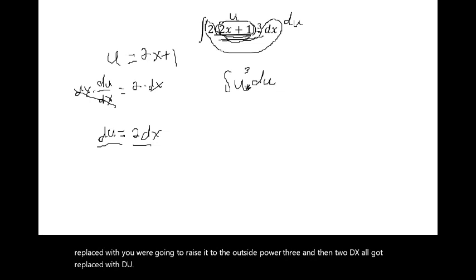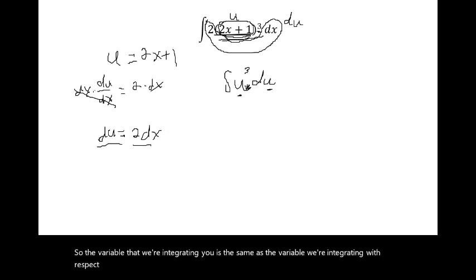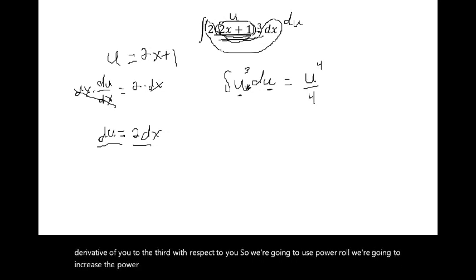So the variable that we're integrating, u, is the same as the variable we're integrating with respect to, du. So since all of the variables match, now we're going to find the general antiderivative of u to the third with respect to u. So we're going to use power rule. We're going to increase the power by 1, divide by the new power. Since this is an indefinite integral, we do need a plus c.